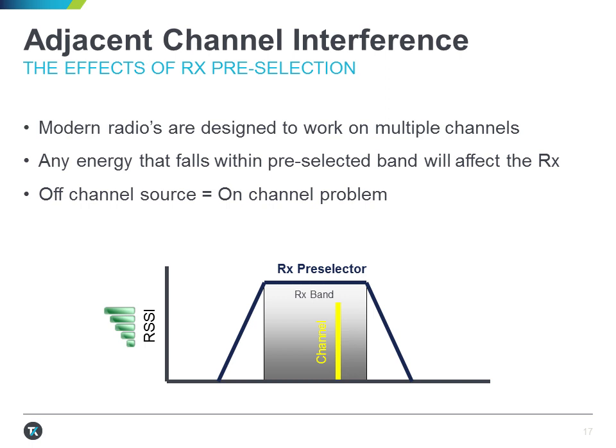Essentially, today, transceivers are designed to operate over a wider frequency range or multiple channels. That means that the preselector inside the radio is necessarily wide as well. If any energy, whether it be on channel or adjacent channel, falls within the preselected band of the receiver, it will affect the quality of the receiver, meaning any uncorrelated energy within the receiver passband will cause a desensitization issue. Essentially, we have an off-channel source and an on-channel problem.